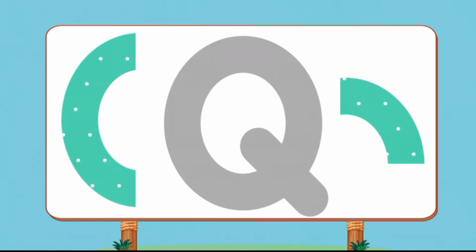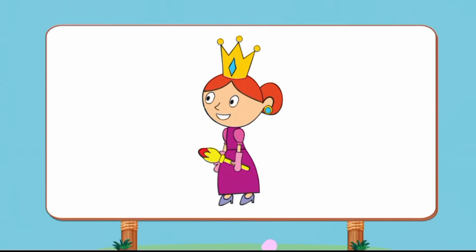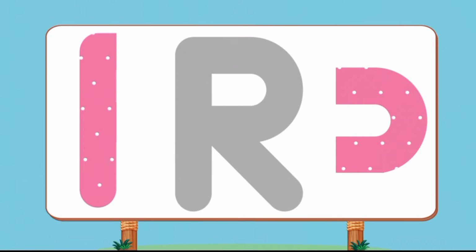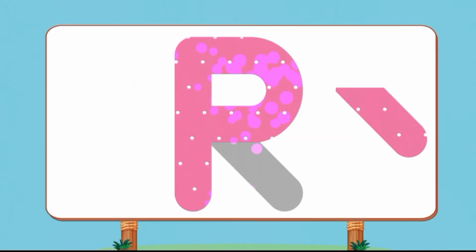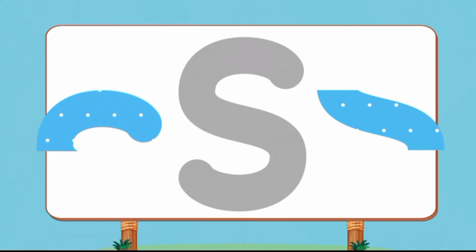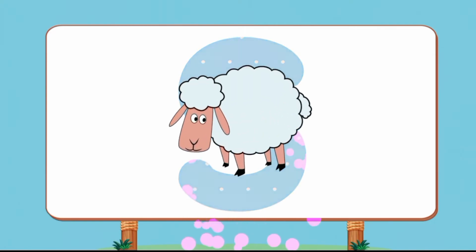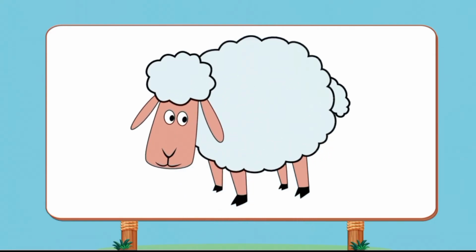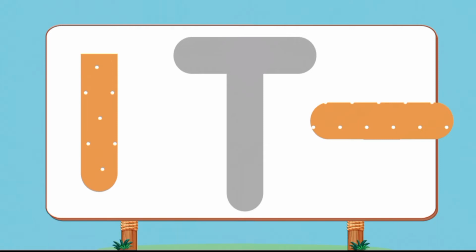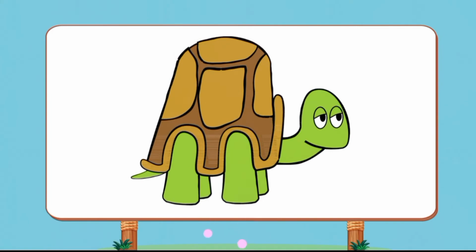Match the picture to their shadows. Q. Q. Queen. Match the picture to their shadows. R. R. Robot. Match the picture to their shadows. S. S. Sheep. Match the picture to their shadows. T. T. Tortoise.